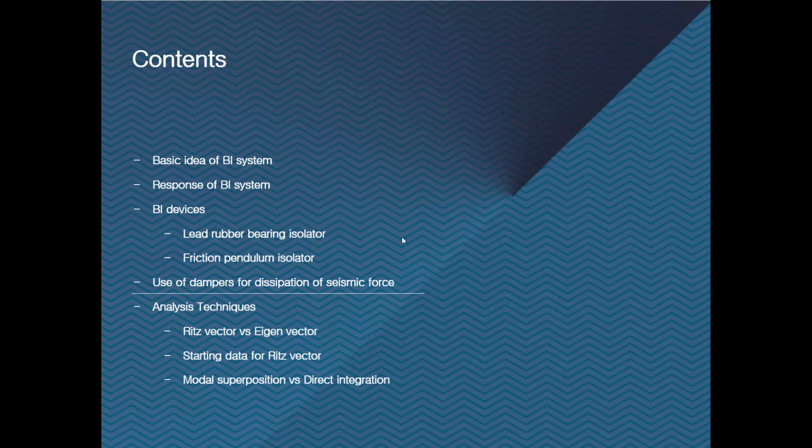We will start our discussion with the topic of the basic idea of base isolation system. We will understand what is base isolation and what is the fundamental behind it. Then we will see the response of a base isolated system. We will compare the response of a structure with and without base isolation. Then we will discuss the various base isolation devices that are available. We will be discussing the lead rubber base isolator and friction pendulum isolator.